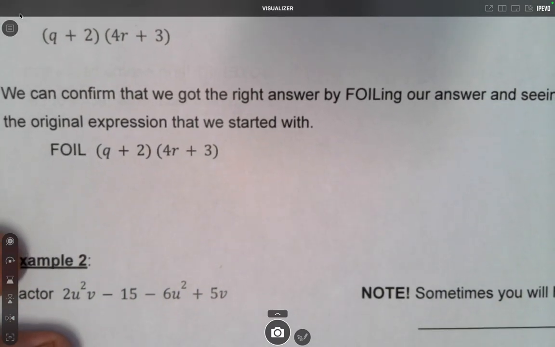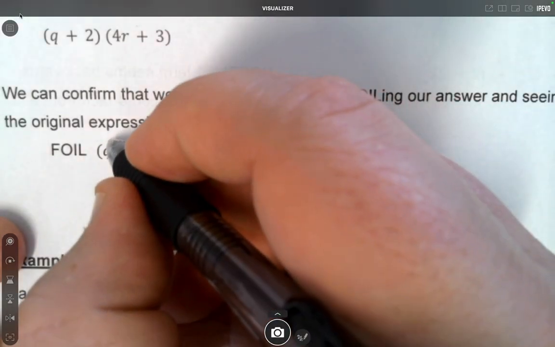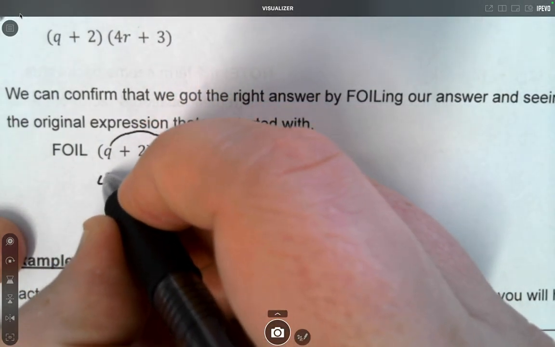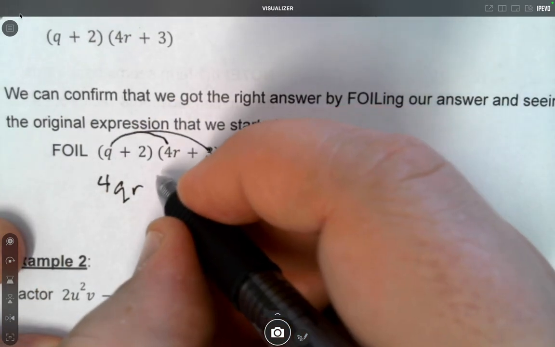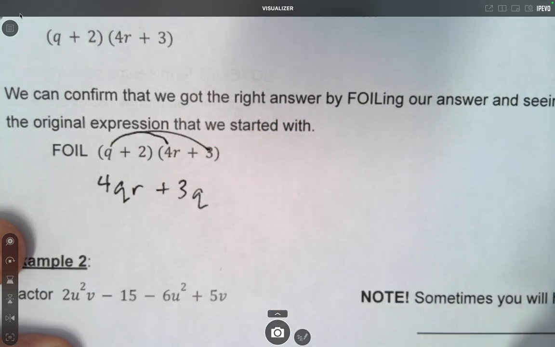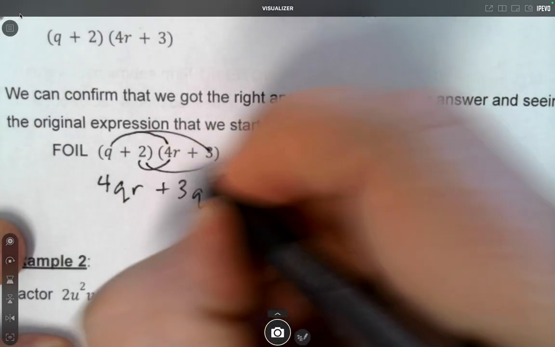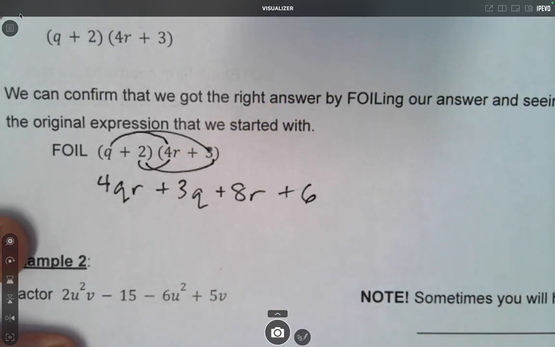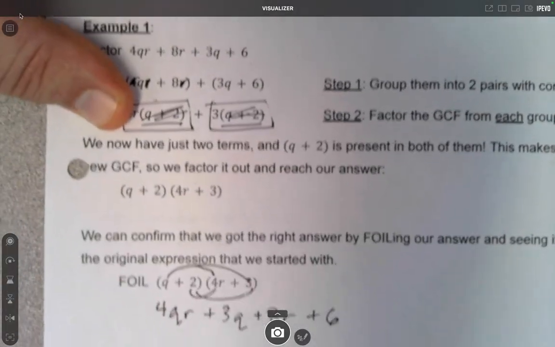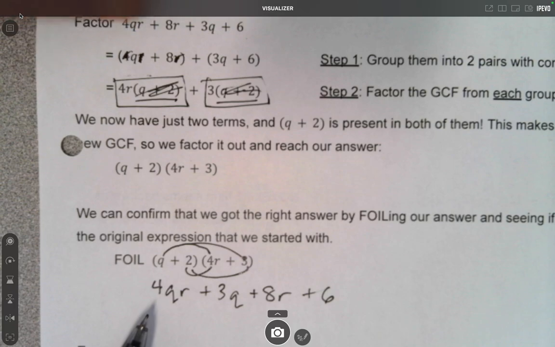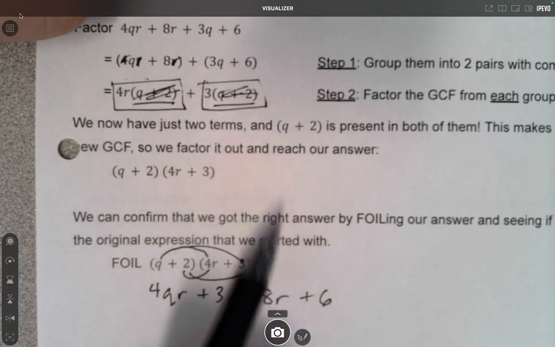And you can confirm that we got the right answer by foiling our answer and seeing if it's what we started with. So first, Q times 4R is 4QR. Q times 3 is 3Q. 2 times 4R is 8R. 2 times 3 is 6. And if you look, it is identical. Now the 2 middle terms are in a different order, but we're adding, so it doesn't matter. You can see we've got 4QR, 8R, 3Q. They both end in 6.